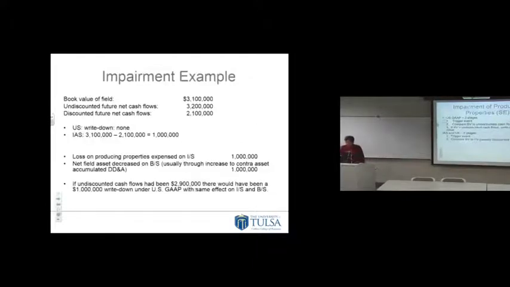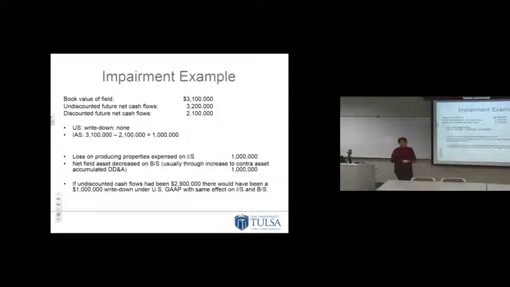Okay, now let's go to the next slide and look at some numbers. Let's say we have a field with a book value of $3,100,000. We have scheduled out our future cash flows, net cash flows, future revenue minus future cost. Our undiscounted future net cash flows are $3,200,000. $3,200,000 is greater than $3,100,000, so we're not going to write down under U.S. GAAP, no write down.